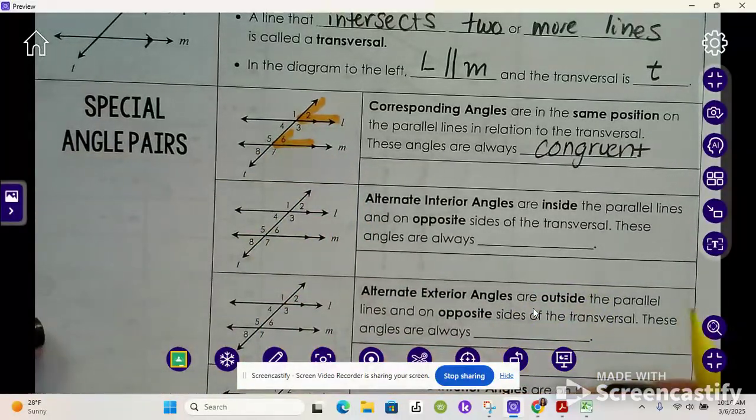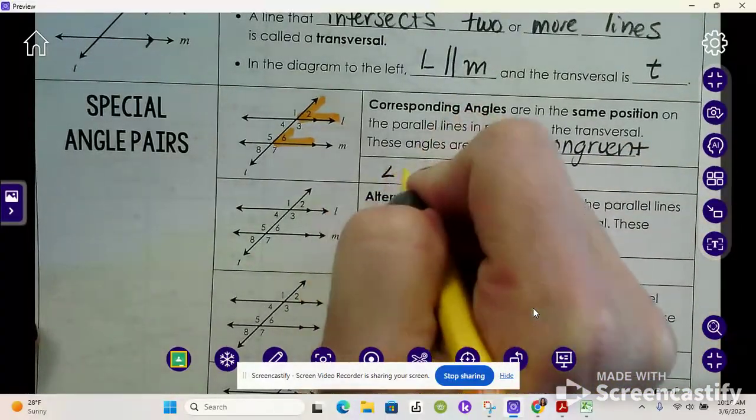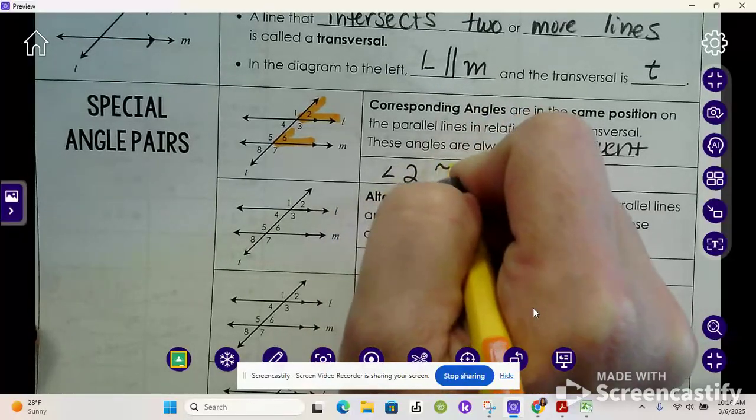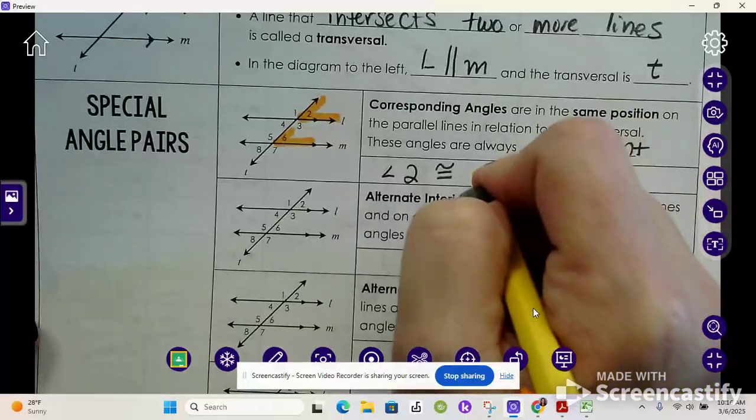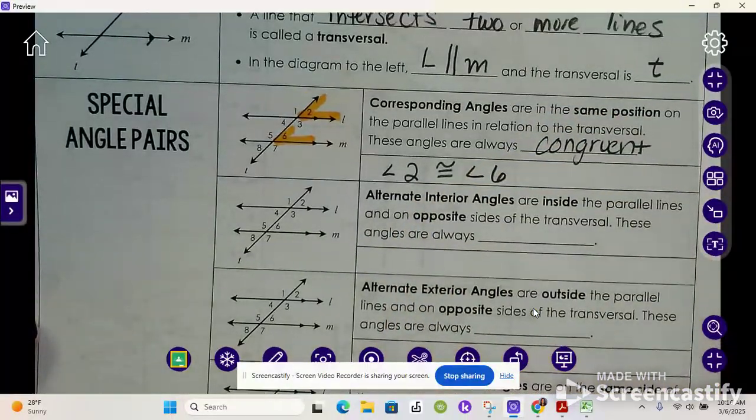Okay, so down here there are some examples. You can write this and say that angle 2 is congruent and similar in space as angle 6. That would just be one example.